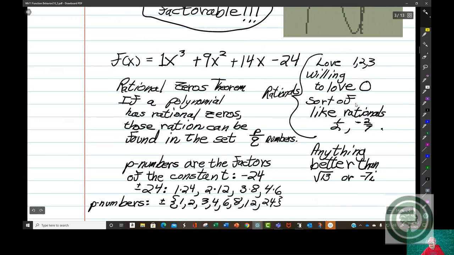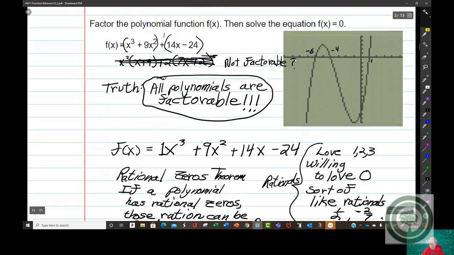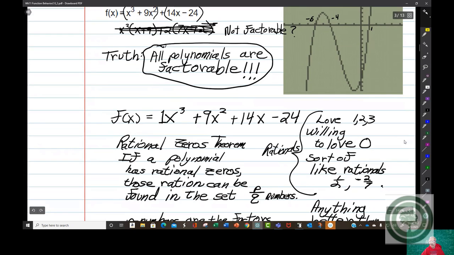The main reason is that we can actually find them on the x-axis. It's really hard to find the square root of 7 on the x-axis. It is there, but you can only approximate where it is. All right, so the first thing we would like to find is the rational zeros, and that's what we did. We found out that if we use P over Q, we can find the rational zeros if they're there.